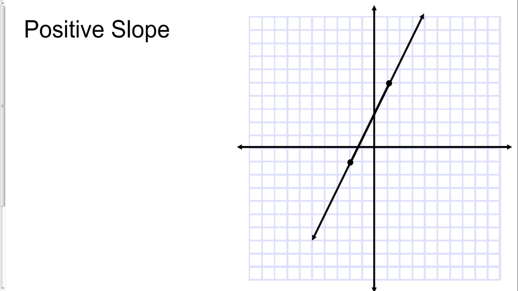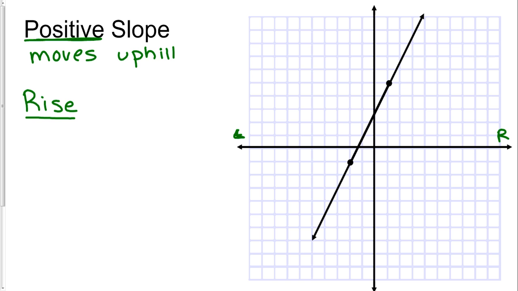All right, let's look at a positive slope. This line you see here in the graph has a positive slope. A positive slope moves uphill. Remember, you always read the graph from left to right, like we read a book. So as you read from left to right, the graph is going up. So that means that it is positive. Positive slope moves uphill. Remember that slope is rise over run.